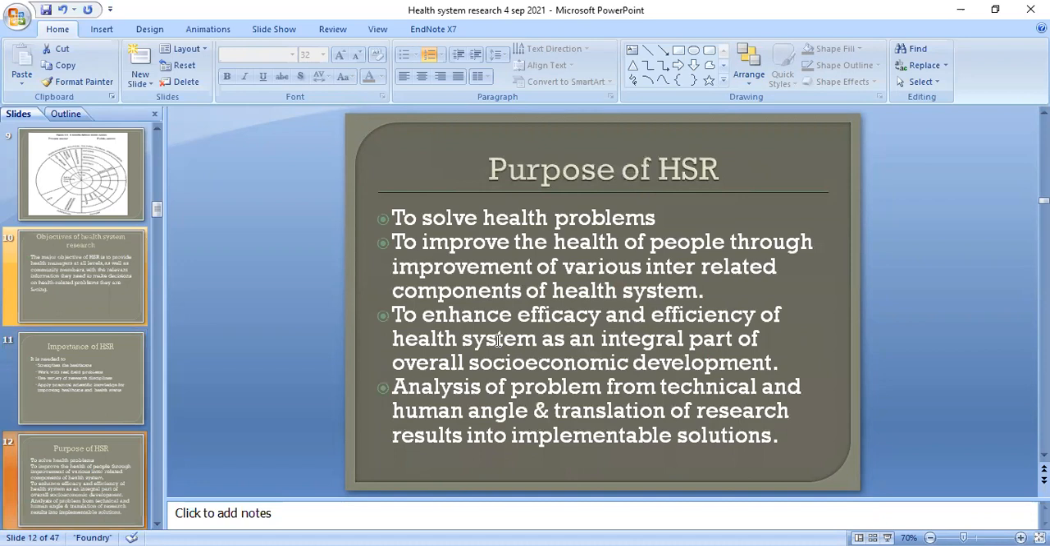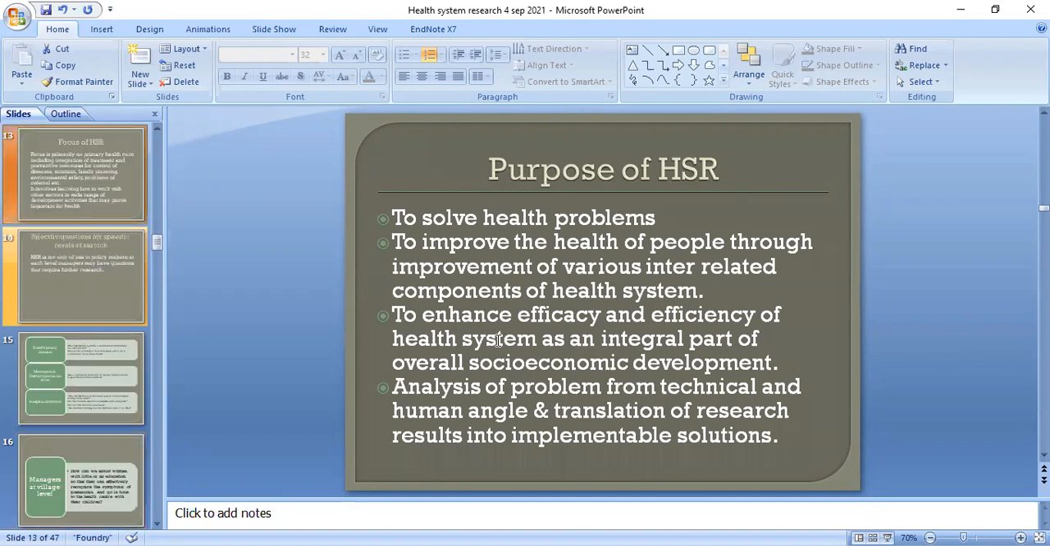The purpose of health system research is to solve problems, to improve the health of people through improvement of various interrelated components of the health system, to enhance the efficacy and efficiency of the health system as an integral part of overall socio-economic development, to analyze problems from technical and human angles, and to translate research results into implementable solutions.